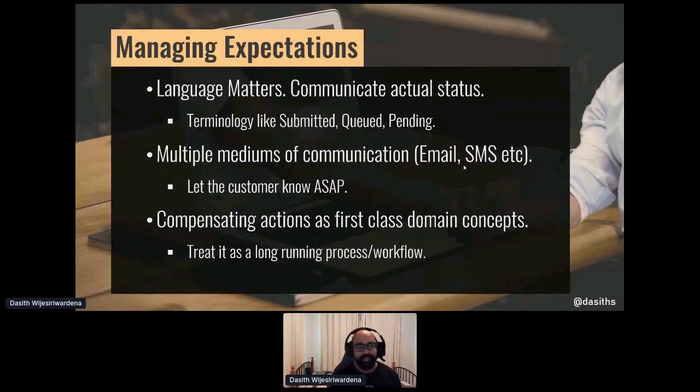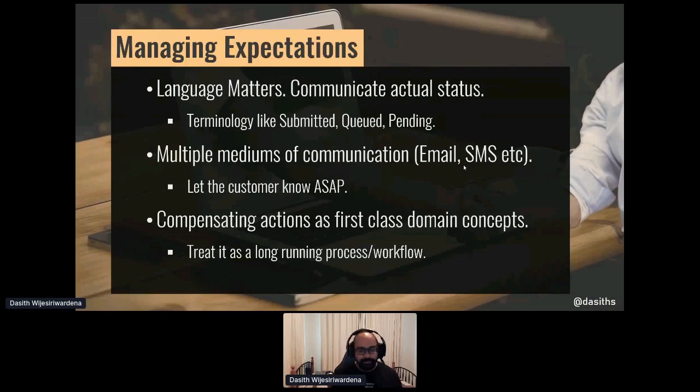Instead of saying things like "order confirmed," say, "Oh, order is queued," or "we will confirm it soon." Use multiple mediums of communication. I can't stress this enough. Let them know, and let them know fast. Email, text, you can't over-communicate. And understand that compensating actions are a must.